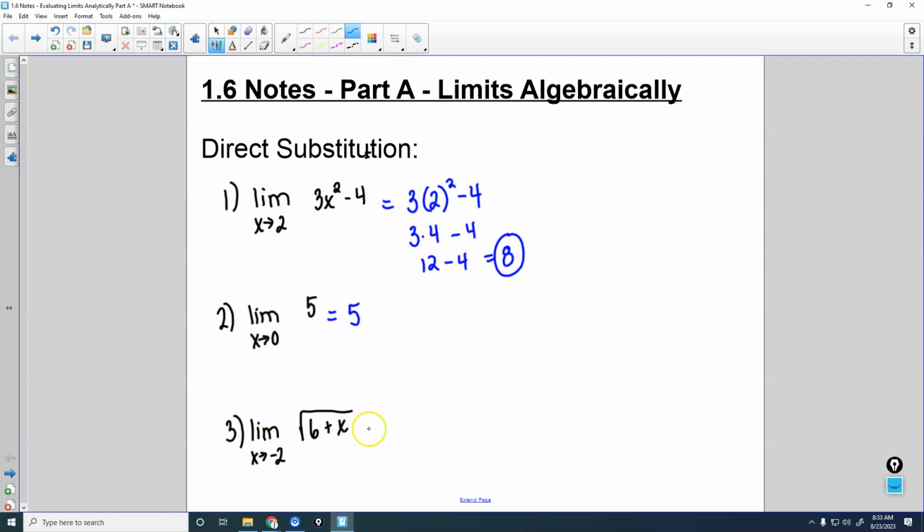And then if we wanted to do number 3, we would just do square root of 6 plus negative 2, which would give us the square root of 4, which would just be 2.